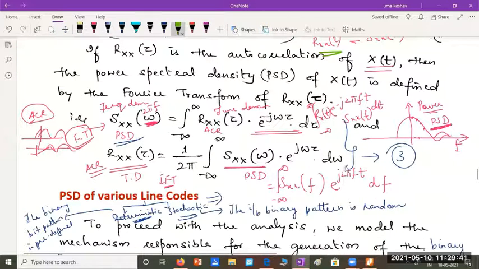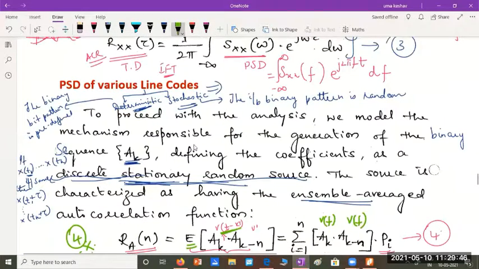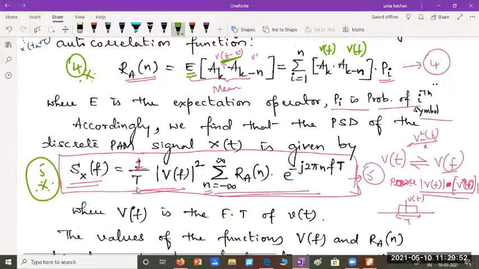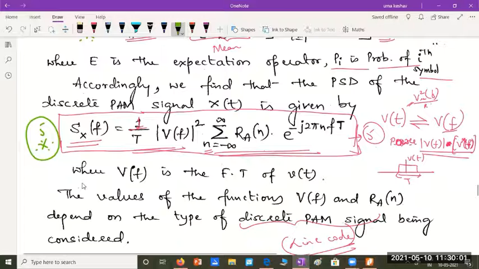Third is ACR and PSD are Fourier transform pairs. Fourth is how to find the ACR function for the given line code. And fifth is how to find the power spectral density for the given line code. Please remember, all these are standard expressions which we are going to use throughout.